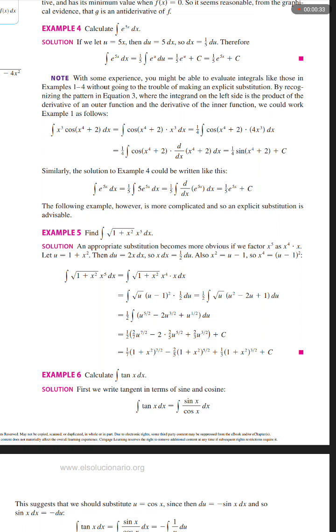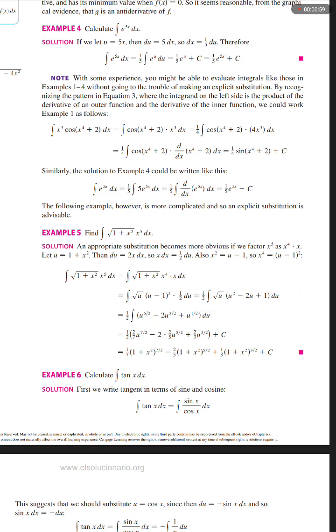Note, with some experience, you might be able to evaluate integrals like those in examples 1 through 4 without going to the trouble of making an explicit substitution by recognizing the pattern in equation 3, where the integrand on the left side is the product of the derivative of an outer function and the derivative of the inner function. We could work example 1 as follows.